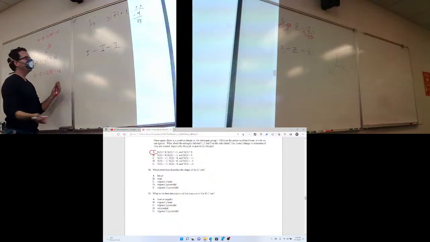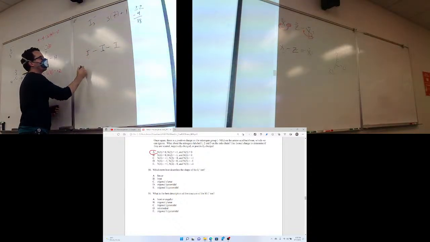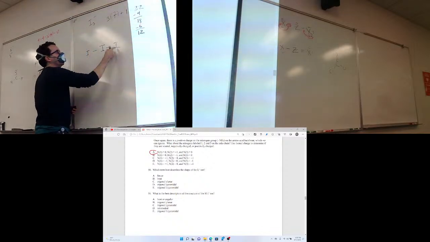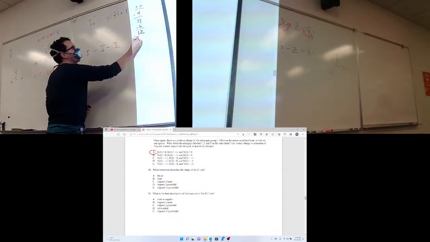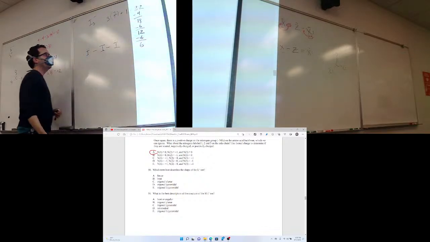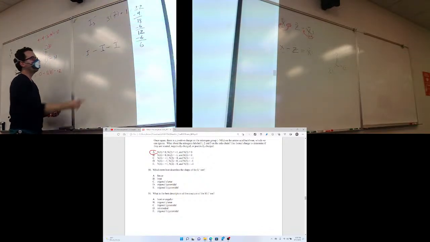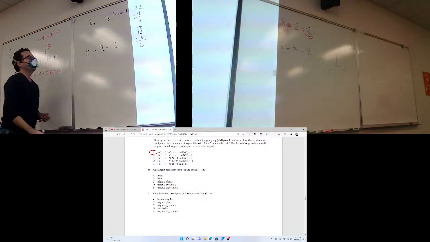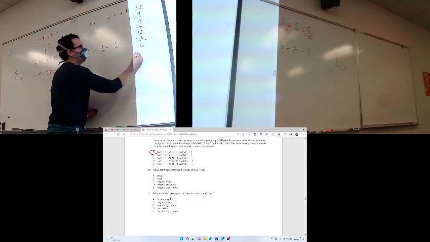Octet rule on the outside. 1, 2, 3, 4, 5, 6 plus the 2 make 8. Octet rule on this side. 1, 2, 3, 4, 5, 6. And now we'll do the octet rule in the center. So this iodine has 2, 4 next to it. I need 4 more. That's 4 to give it a total of 8 electrons.